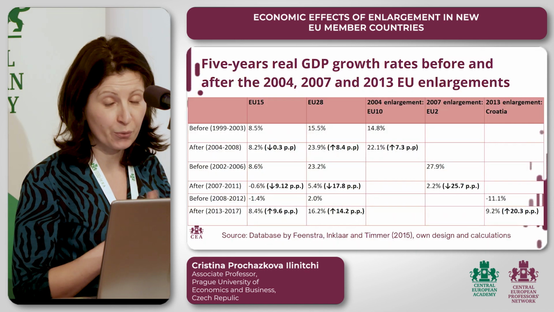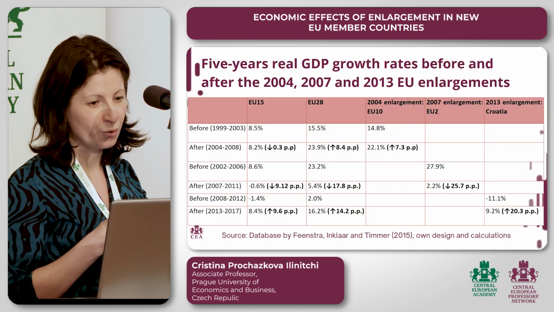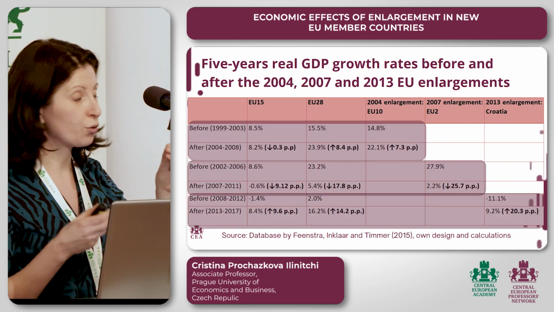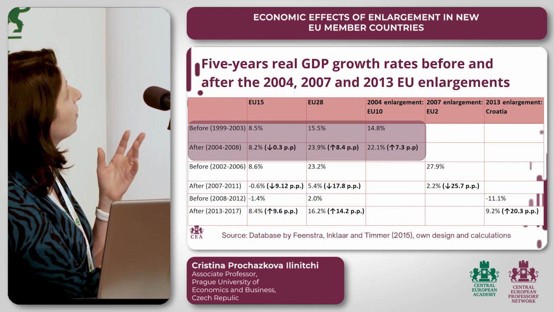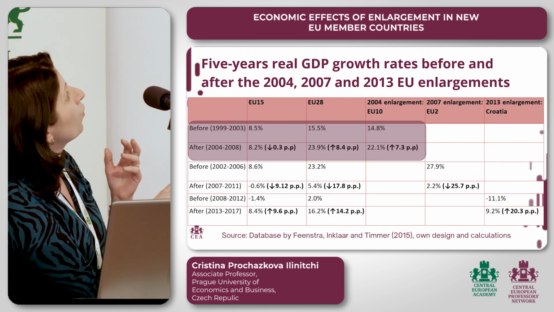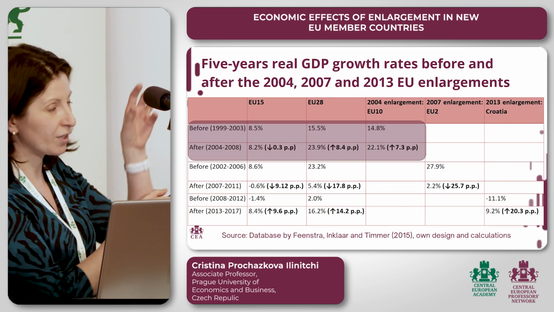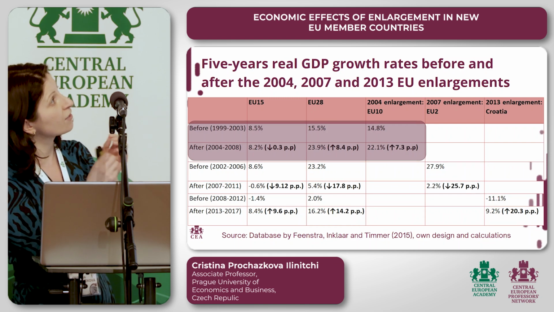Okay, so we'll start with the growth effects. This table is quite big, but I will guide you through it. Every 2 rows relate to an enlargement. If we go back to the enlargement in 2004, we have a column for the EU 15, then the EU 28, but we'll tend to ignore that, and we'll look into the statistics for the enlargement.